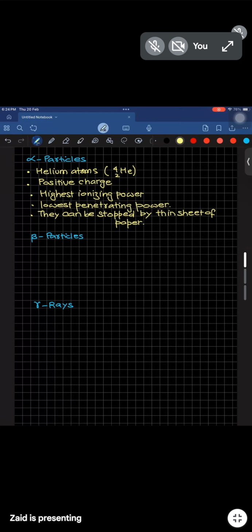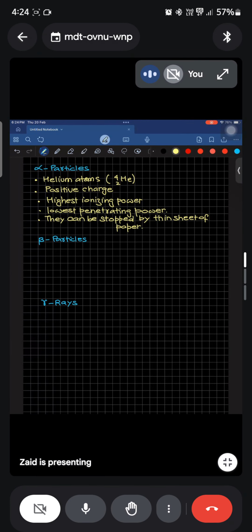So alpha particles are basically helium atoms. Number one, they have positive charge, highest ionizing power and lowest penetrating power. What is this? Ionizing power and penetrating power.